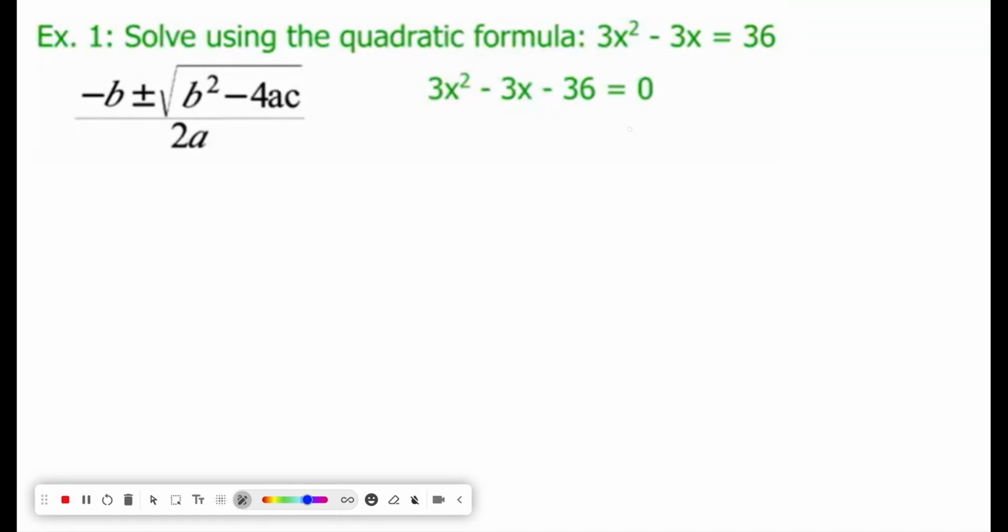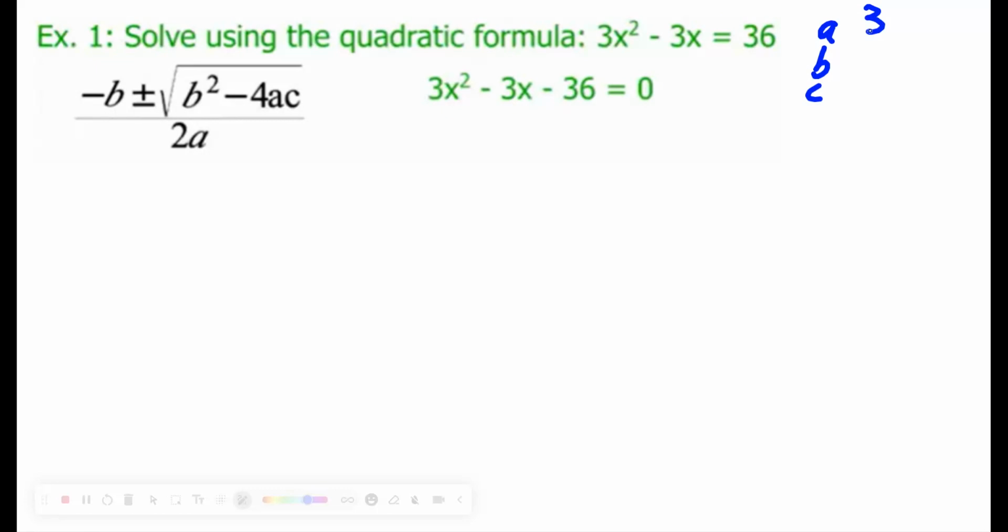From there, I like to take a moment, identify our a, b, and c. A is 3, b is negative 3. Remember, we have to include the sign that's in front of it. That'll be super important as we go through. So a is 3, b is negative 3, and c is negative 36.